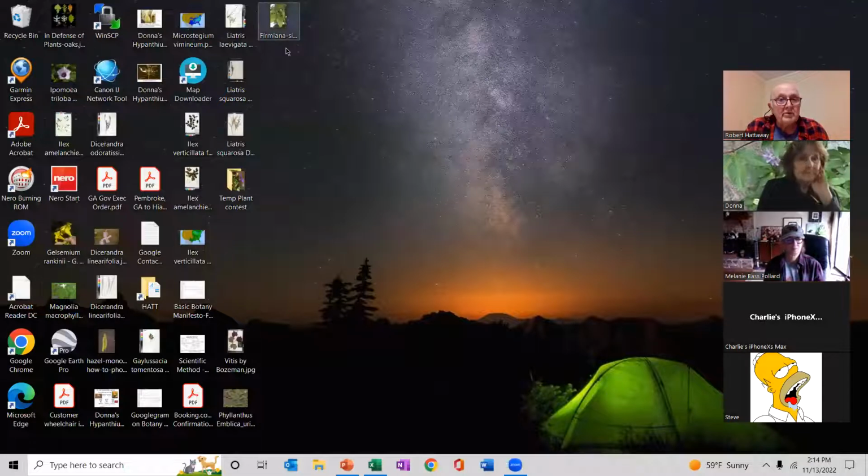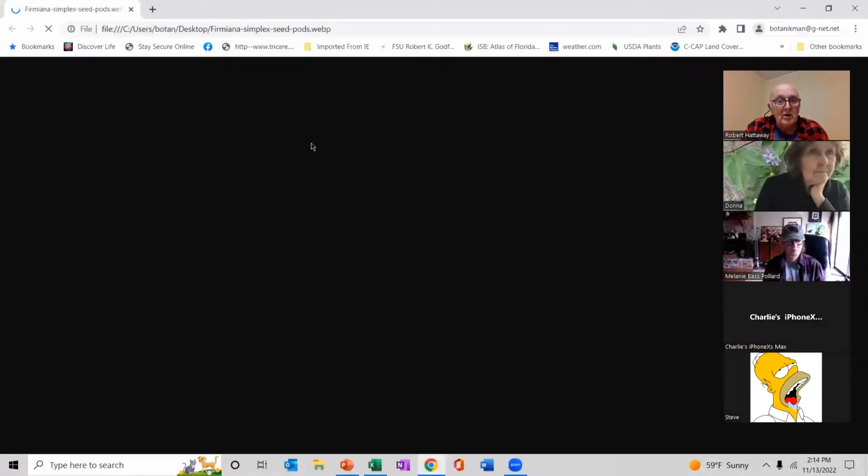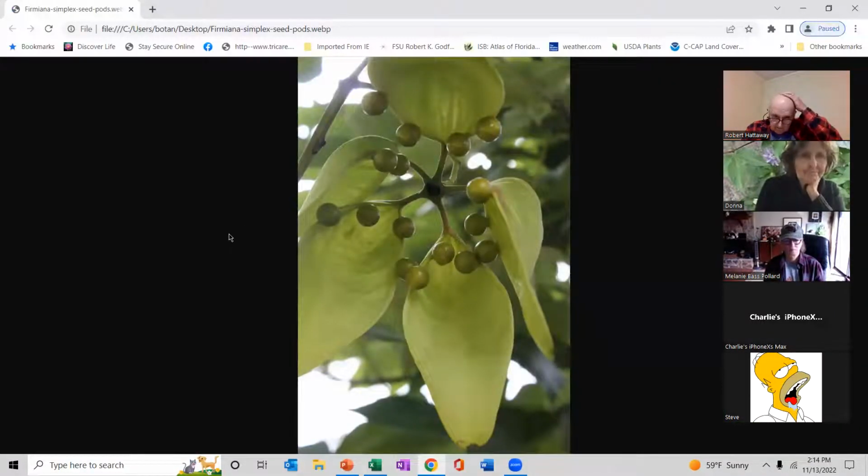Okay, this is a good example of a... All right, I know what that is. I doubt that you do. A non-native plant that does exist in South Georgia. It's Fermiata simplex, a chocolate tree. Wow. And what I'm using it for is an example.